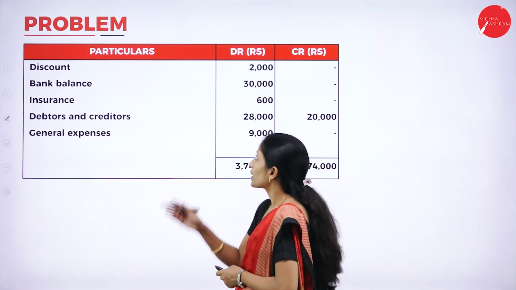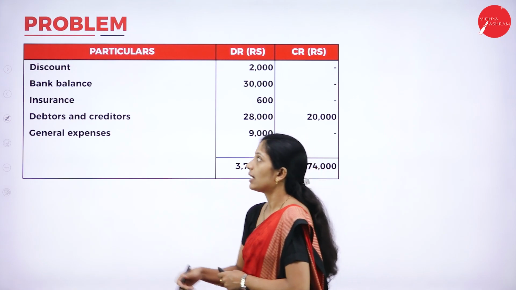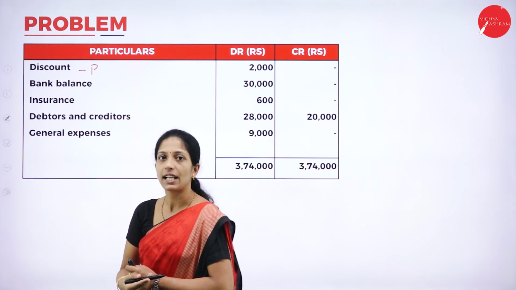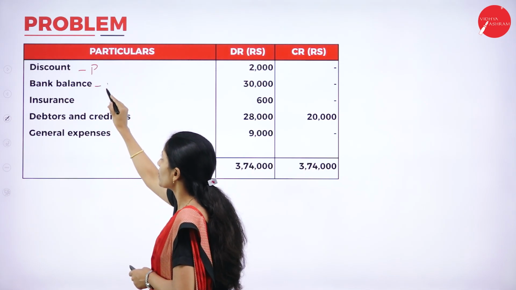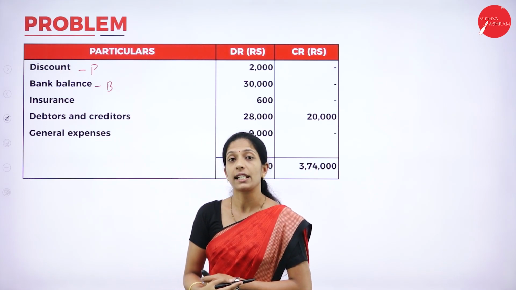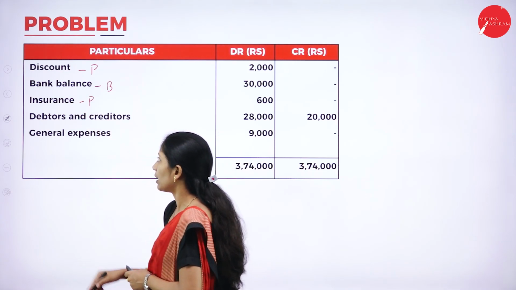Next, discount. So they have given the amount in the debit side, it means what? Discount paid. So we'll record in the profit and loss account because it is an indirect expense. Next, bank balance. So it is a current asset, so we'll record in the balance sheet. Next, insurance. So insurance is an indirect expense, so where do we record? We'll record in profit and loss account.